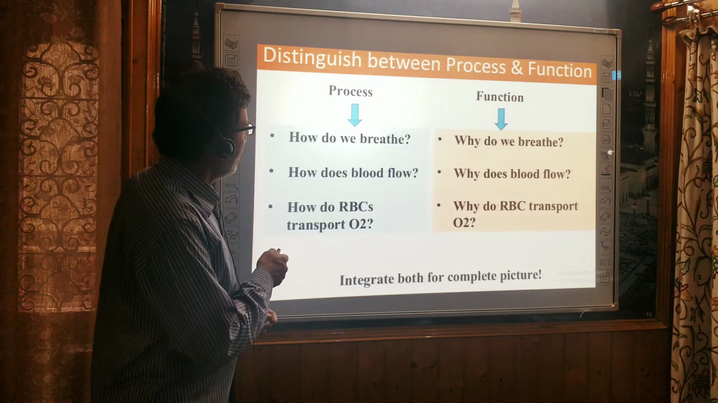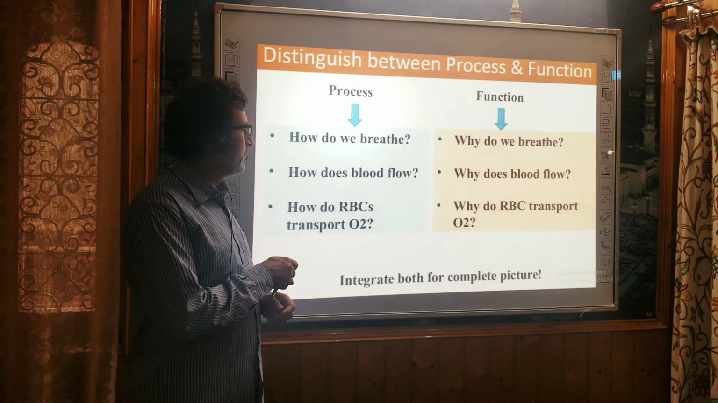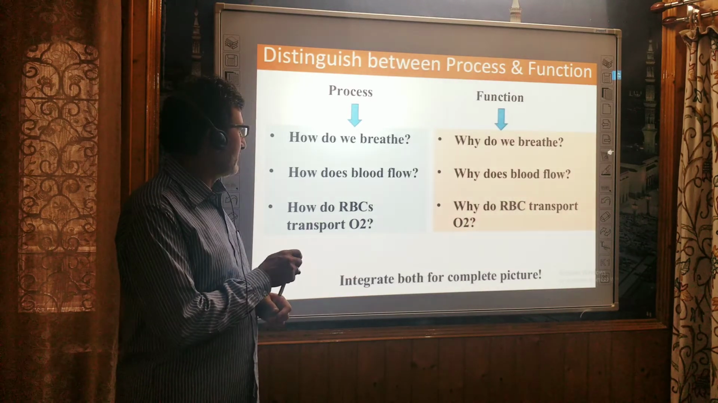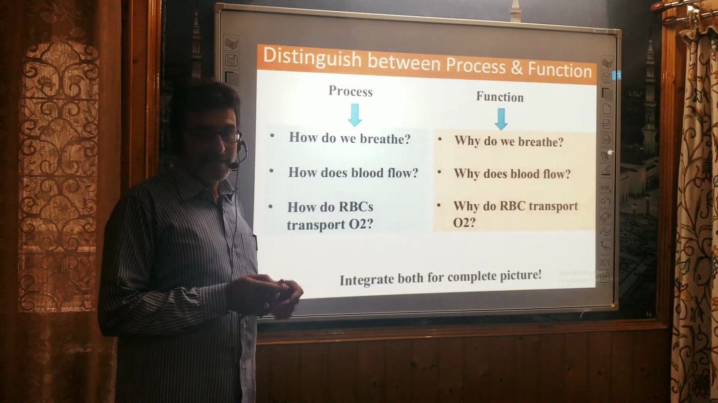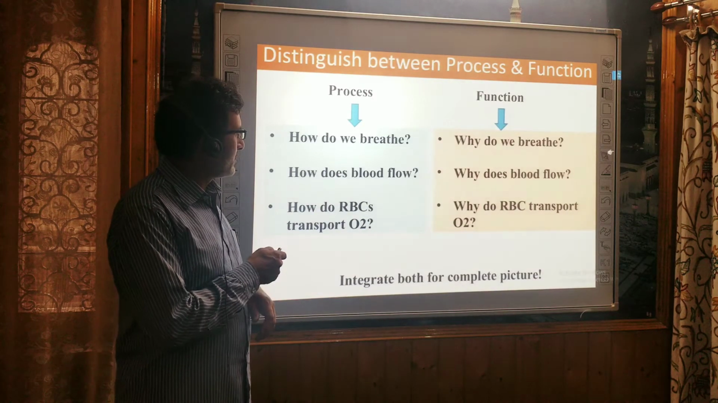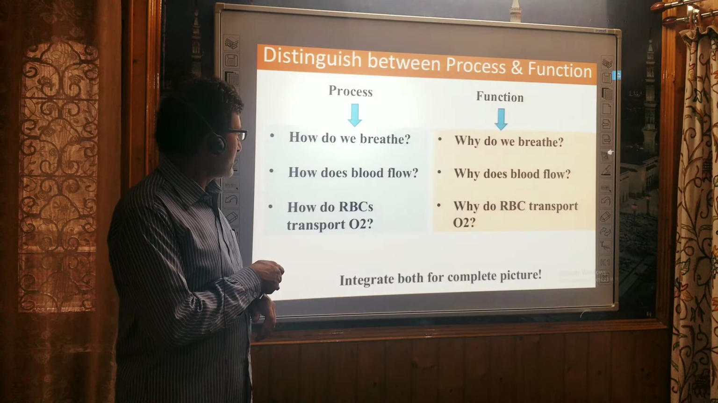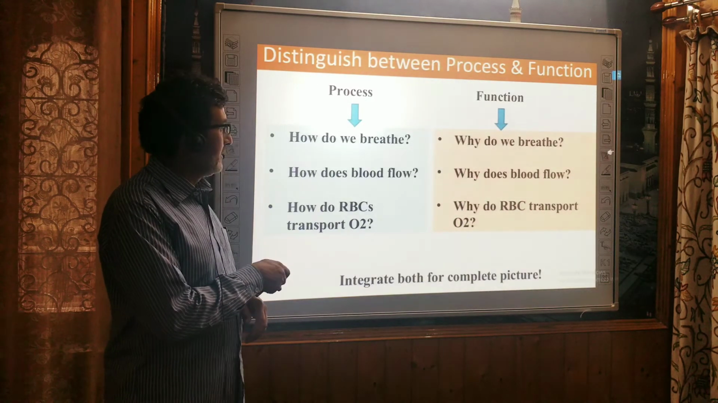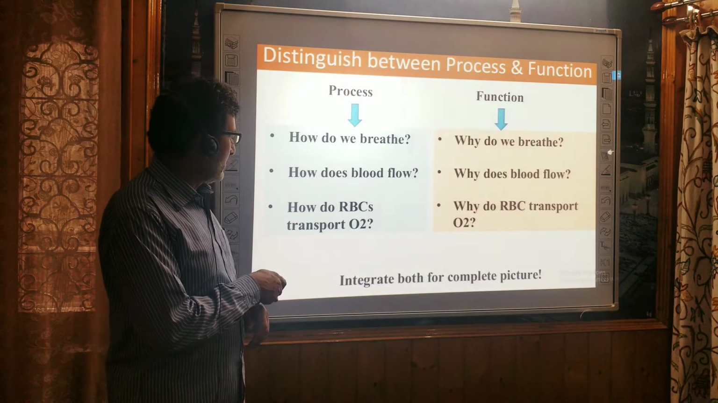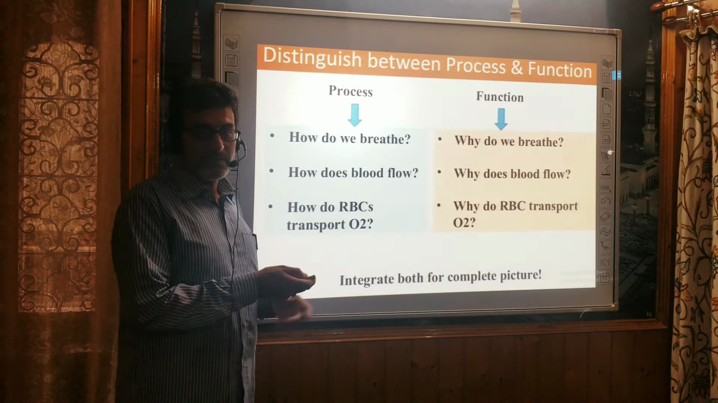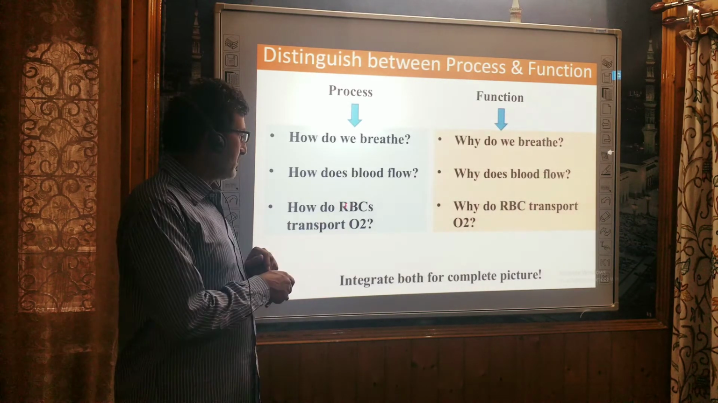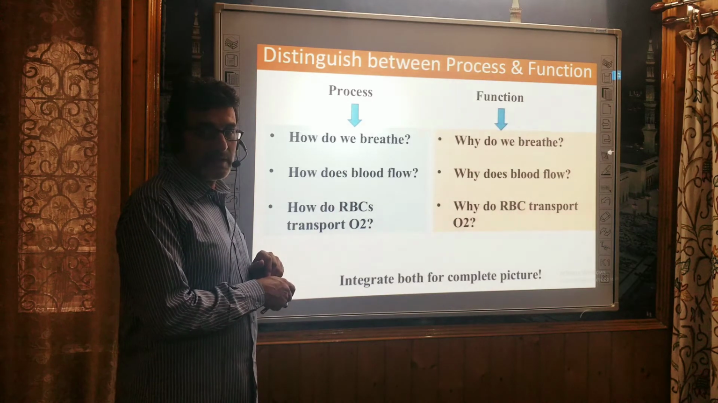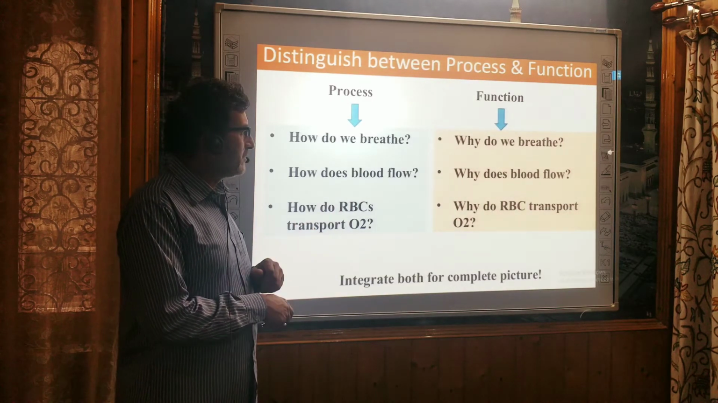For example, let us say, how do we breathe? Now you understand, I have already discussed it, that lungs help us to exchange the gas. How does blood flow? That is the heart. So the physiology of lungs, physiology of heart. How do RBCs transport oxygen? When we inhale oxygen, oxygen combines with red blood cells. So it is called hemoglobin.